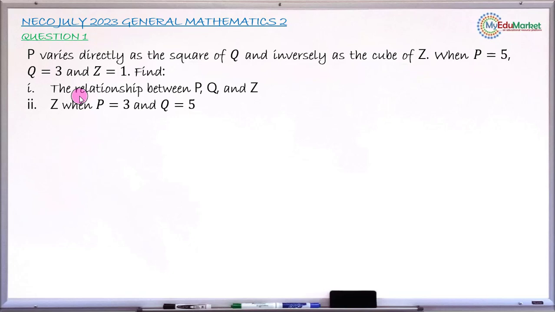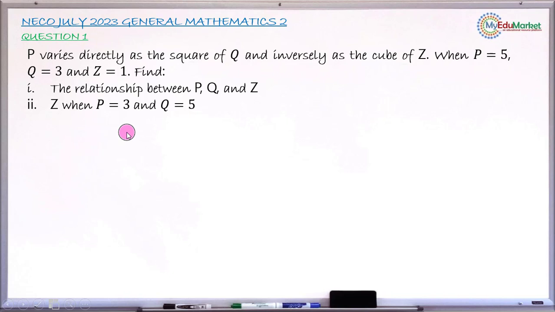This is NECO Maths 2023 question 1, and the question reads: P varies directly as the square of Q and inversely as the cube of Z. When P equals 5, Q equals 3, Z equals 1. The two questions asked here are to find, Roman 1, the relationship between P, Q, and Z, and Roman 2, you have to find the Z when P is 3 and Q equals 5.